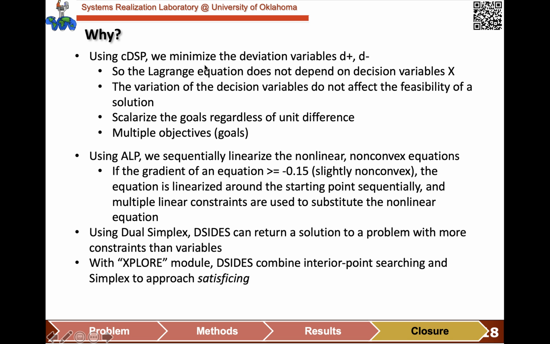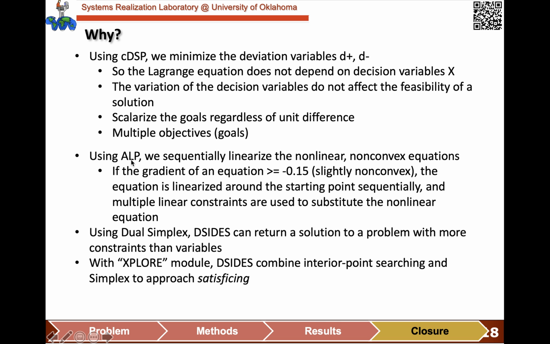Using cDSP, we minimize the deviation variables d plus and d minus, so the Lagrange equation does not depend on decision variables x. What's the benefit? The variation of decision variables does not affect the feasibility of a solution, and it scalarizes the goals regardless of the unit difference, and multiple objectives can be managed.